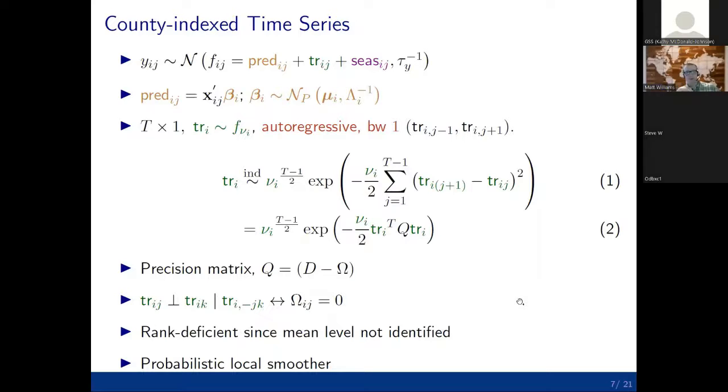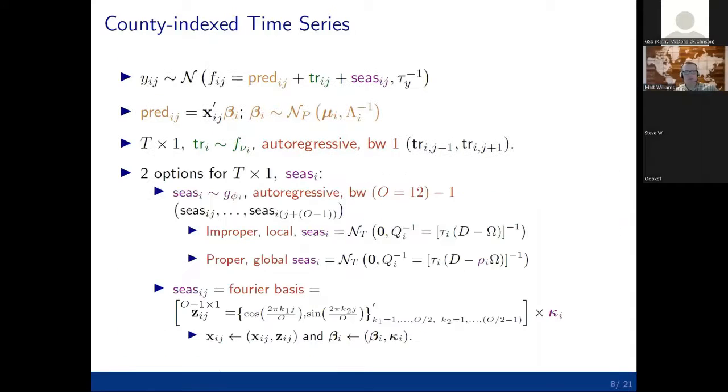These first two components, the linear predictor and this trend function, might have been new to me, but they're pretty standard in the literature for functional estimation. So what's new about this contribution is the next part, the seasonality part. We actually have several options, and we will compare several options for accounting for seasonality.